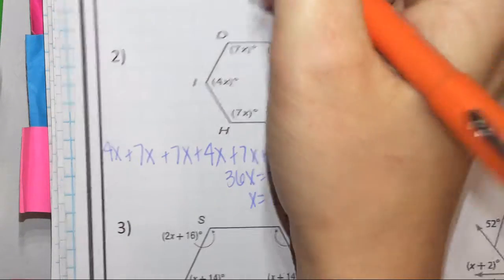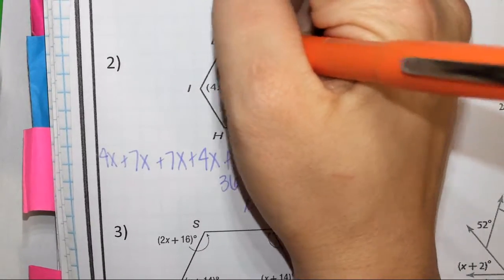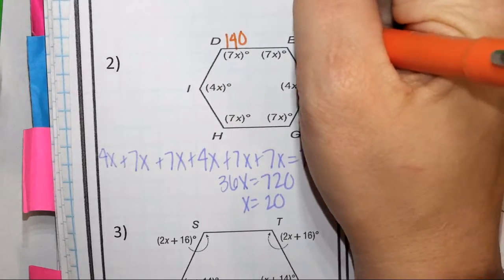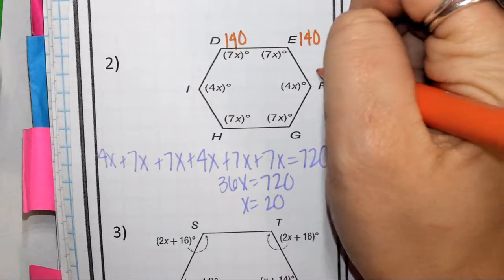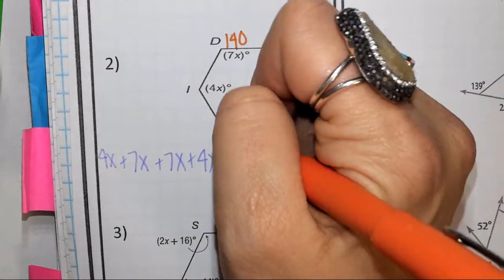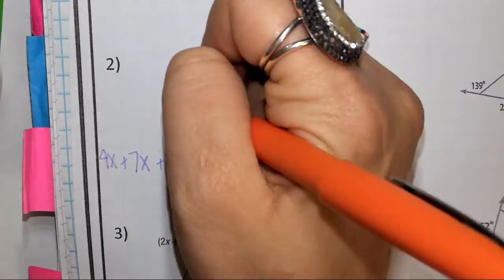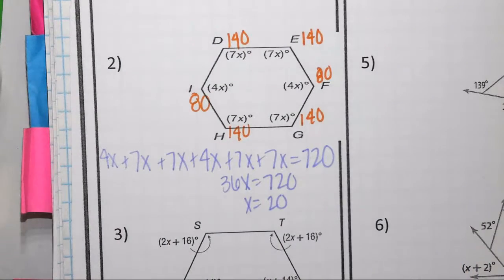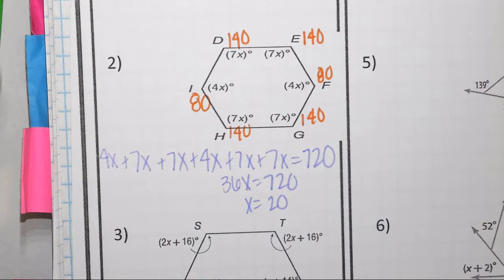So what's the measure of angle D? 174. Angle E, 174. Angle F. Angle G. Angle H. Angle I. Good. Alright. Any questions? Flip the page. Right there.